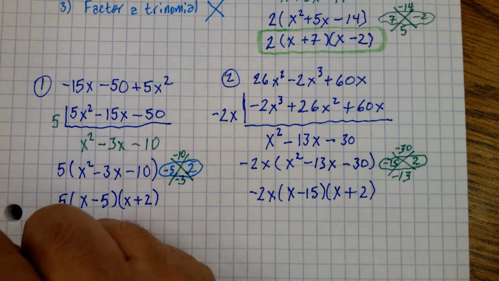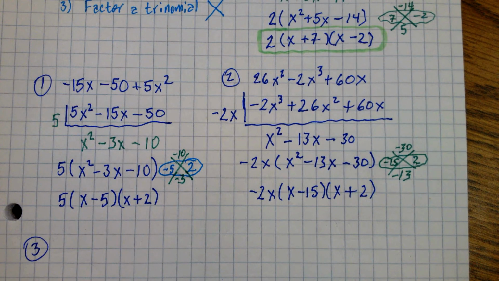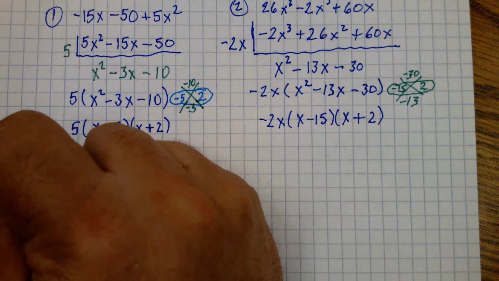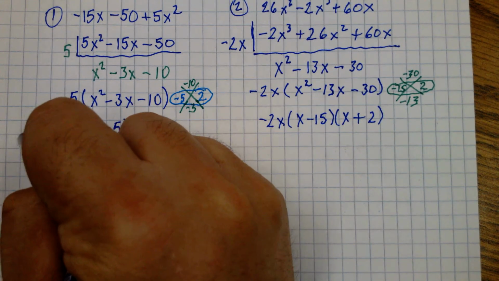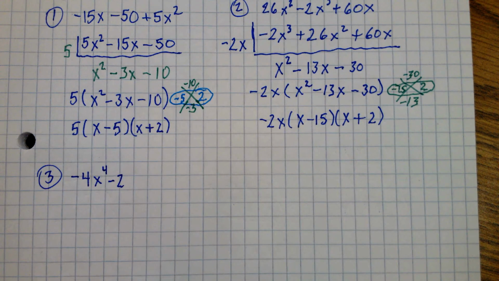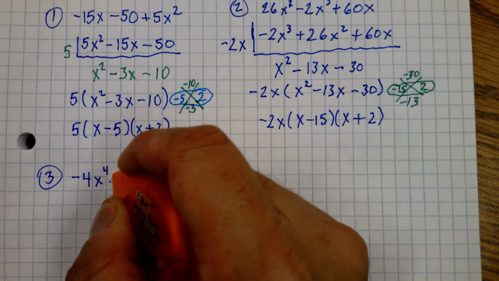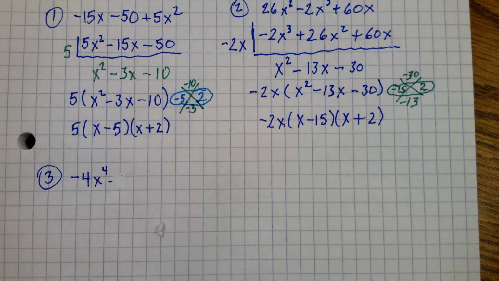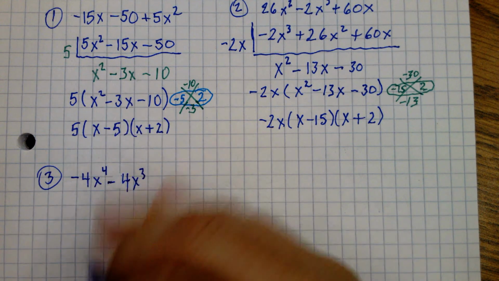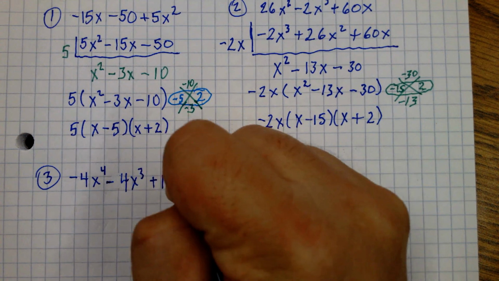Okay, last one. Ready? Okay, this is the last one. I'm going to just write it down. Negative 4x to the 4th minus 2. I'm sorry, let me fix that. Minus 4x cubed plus 168x squared.